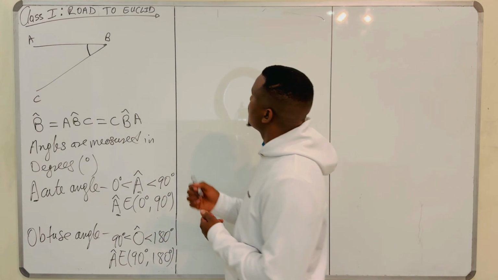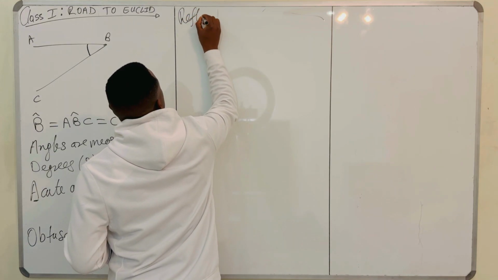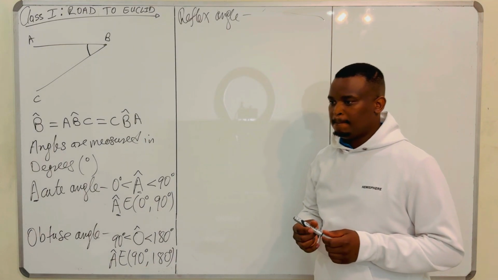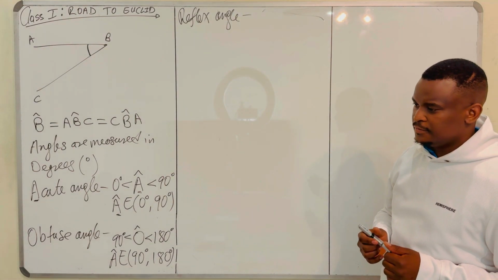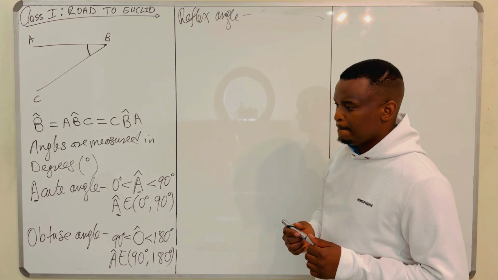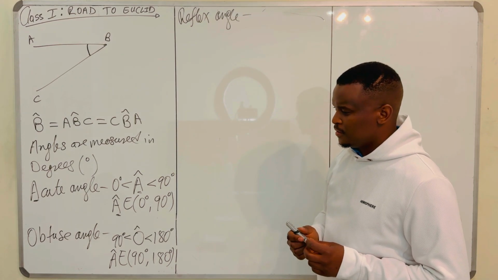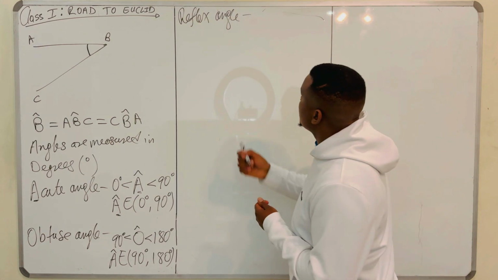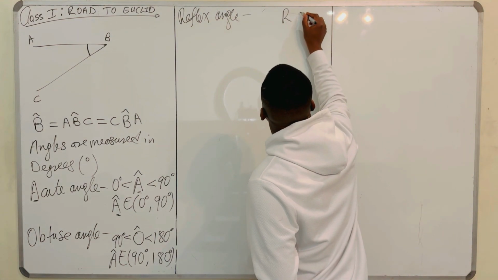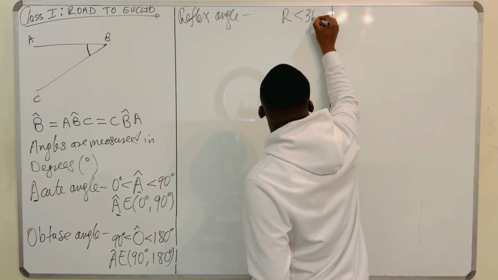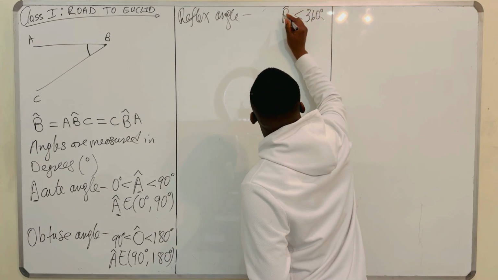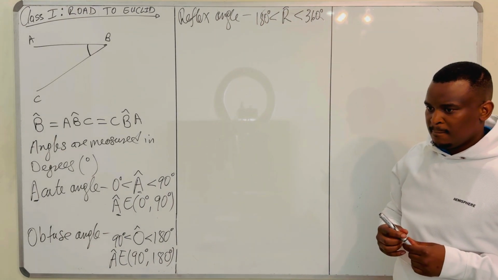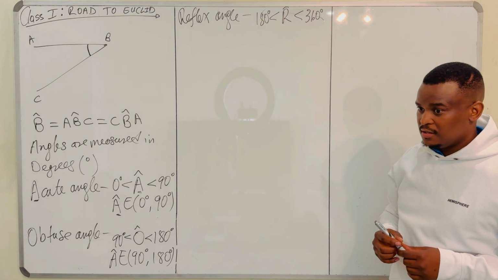Reflex. Something called a reflex angle. What is a reflex angle? Is there an angle that is greater than 180 but less than 360? So, your reflex angle is an angle that is measured to be less than 360 degrees, and it should have a caret there, right? But greater than 180 degrees. That's a reflex angle. Are you following?